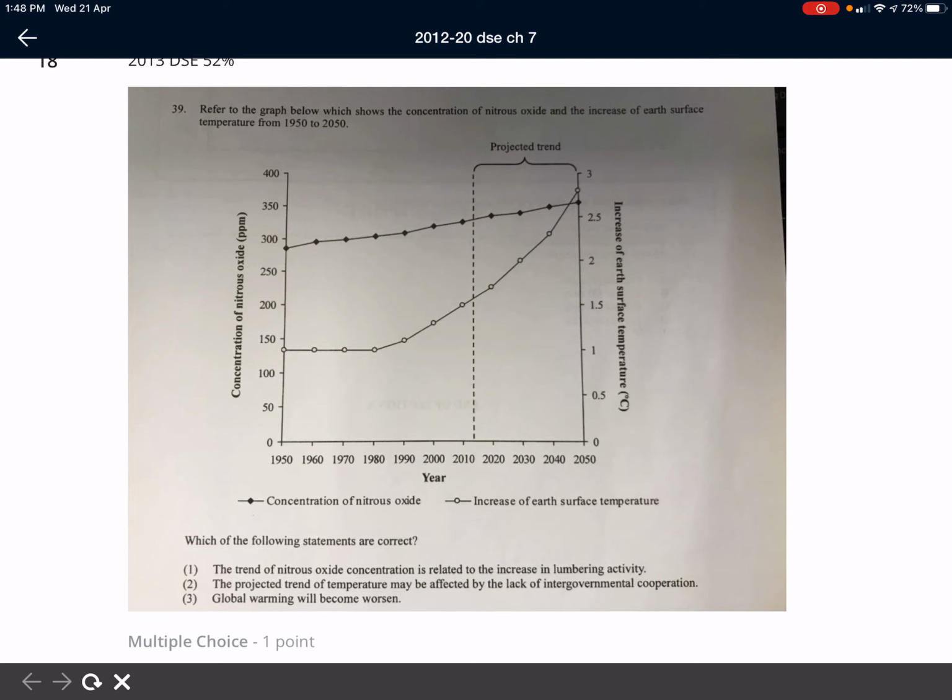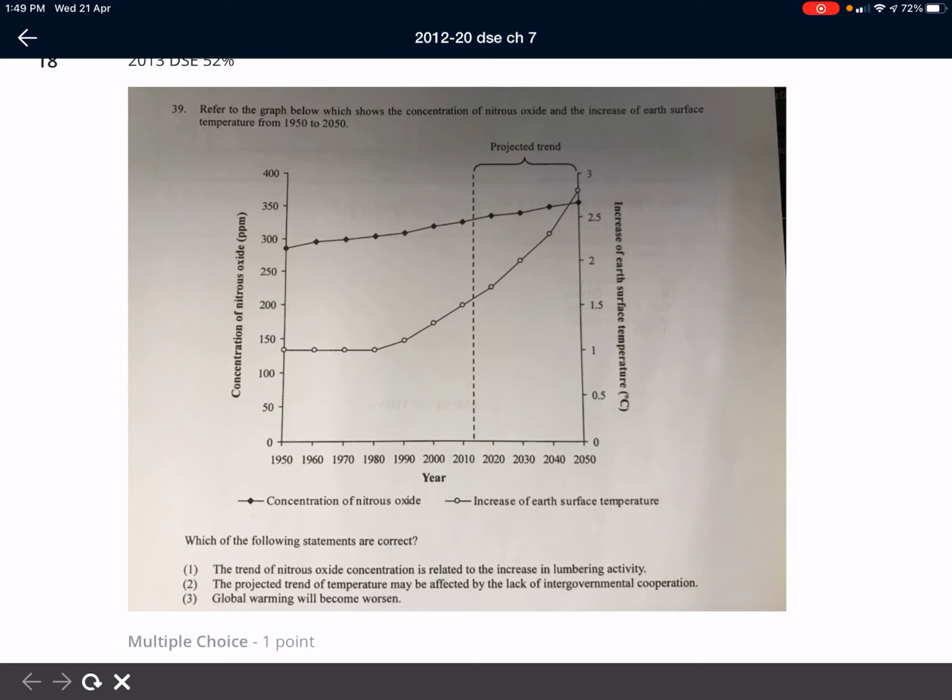The projected trend of temperature may be affected by the lack of intergovernmental cooperation. Is it the case? It may be true, because right now you can see the increasing rate is increasing. It is talking about governments not really doing much to reduce carbon dioxide emission, and global warming will become worse. True. So number 2 and 3 are correct. The answer should be C.